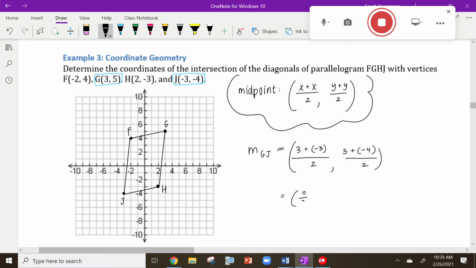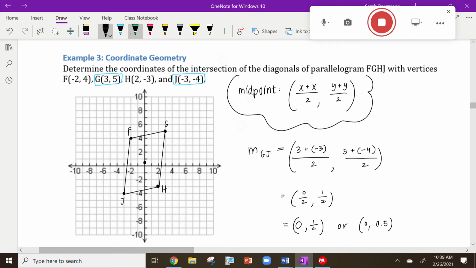That gives us 0 over 2 and 1 over 2. That simplifies to 0, 1/2, or 0, 0.5. Whether you want that written as a decimal or a fraction does not matter. But what that means is that our two diagonals will intersect at this point here, 0, 1/2.